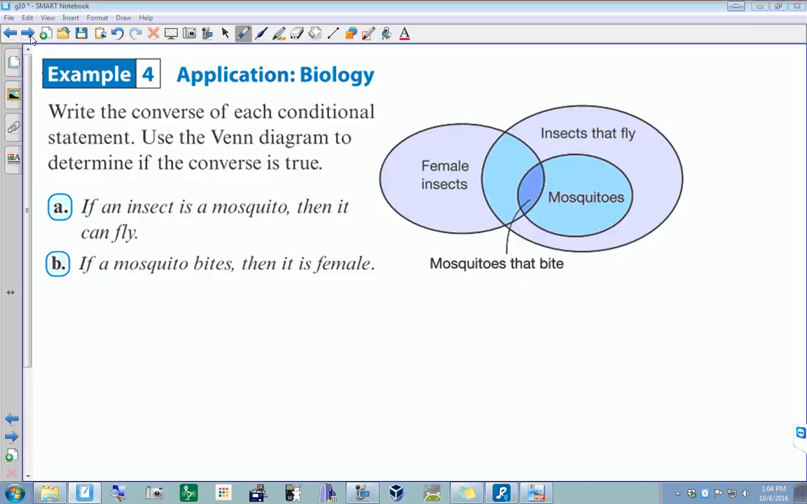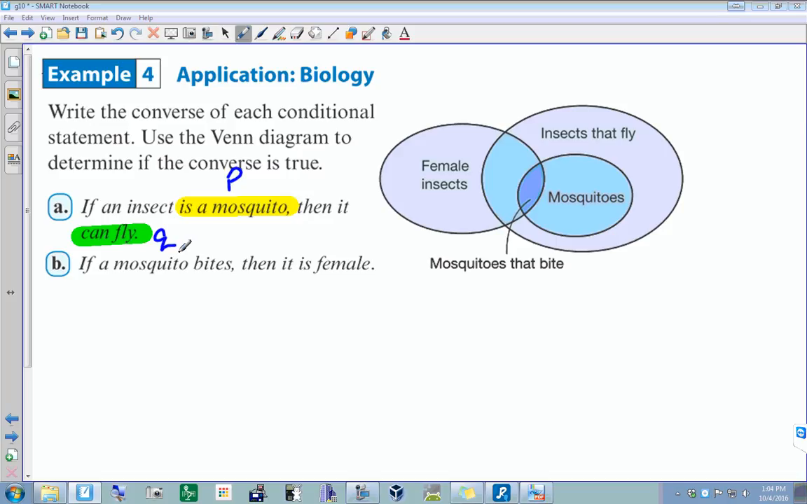So, let's try this one. Write the converse of each conditional statement. Use the Venn diagram to determine if the converse is true. If an insect is a mosquito, then it can fly. So, if we take a look at it, what is our hypothesis? What's P? Well, it's a mosquito, right? Then the next one is going to be what? Can fly. So, this is going to be our P, and this here is our Q.